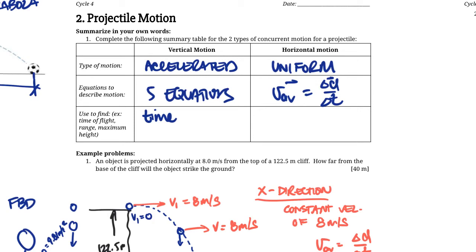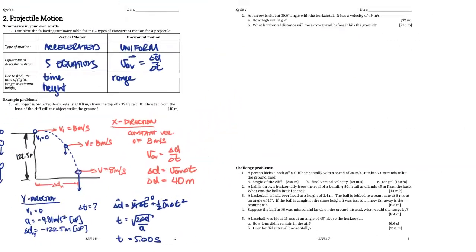Really, we can use it to find the max height, because the height is vertical, up and down, right? We can use the horizontal motion to find things like the range, so how far the ball goes, and other little things that you'll see when we do some more questions. But those are basically the things that we can find. So let's do one more question together.